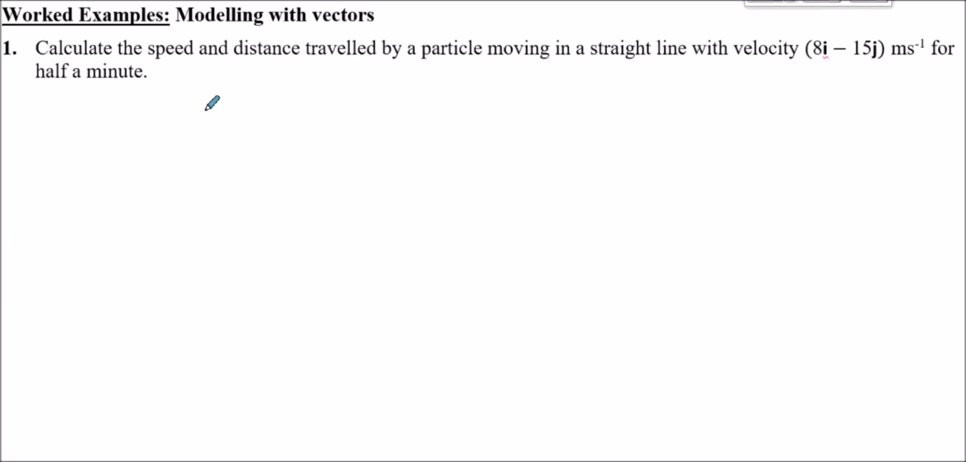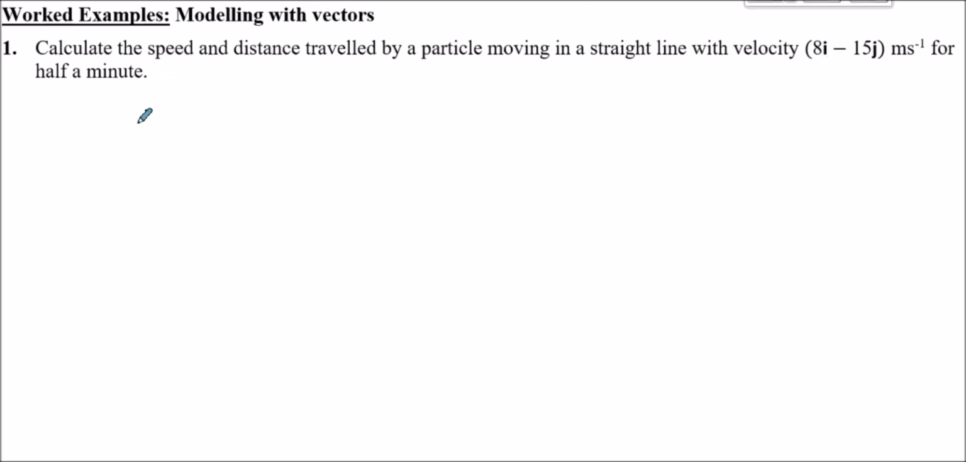So let's have a look at a worked example of this. So modelling with vectors. So calculate the speed and distance travelled by a particle moving in a straight line with velocity 8i minus 15j meters per second for half a minute. So half a minute means 30 seconds.